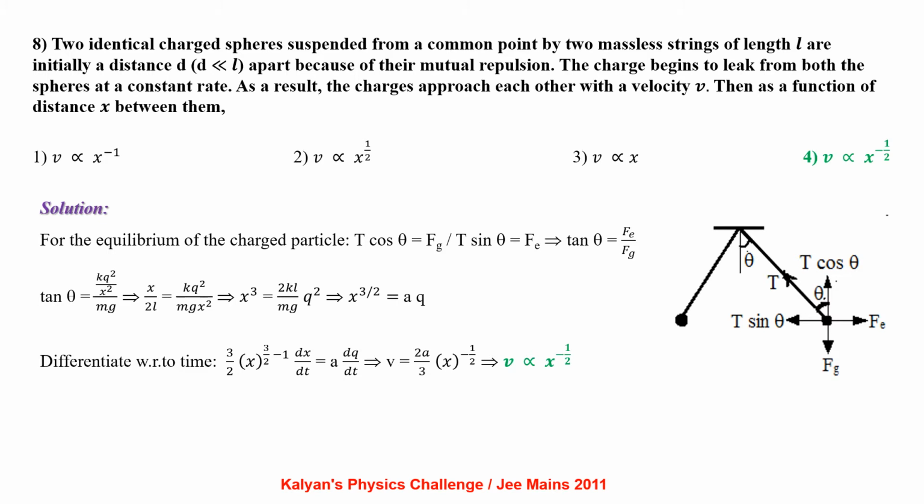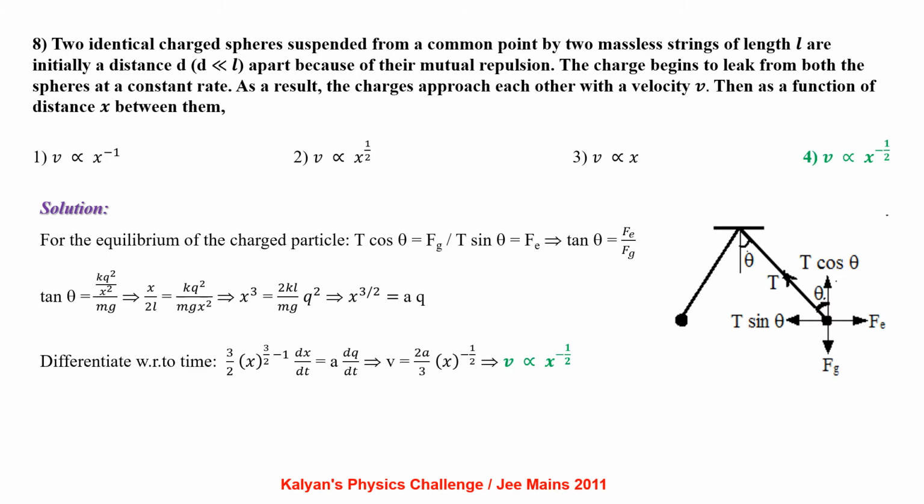Then, as a function of distance x between them, let us consider the equilibrium of the particles at a separation of x between the two spheres. We can write from the diagram T cos theta equal to gravitational force and T sin theta equal to electrical force. Taking the ratio, we get tan theta equal to F electrical by F gravitational. That is tan theta equal to kq square by x square, and the gravitational force is mg. From there, write the value of tan theta, that is opposite side by adjacent side.